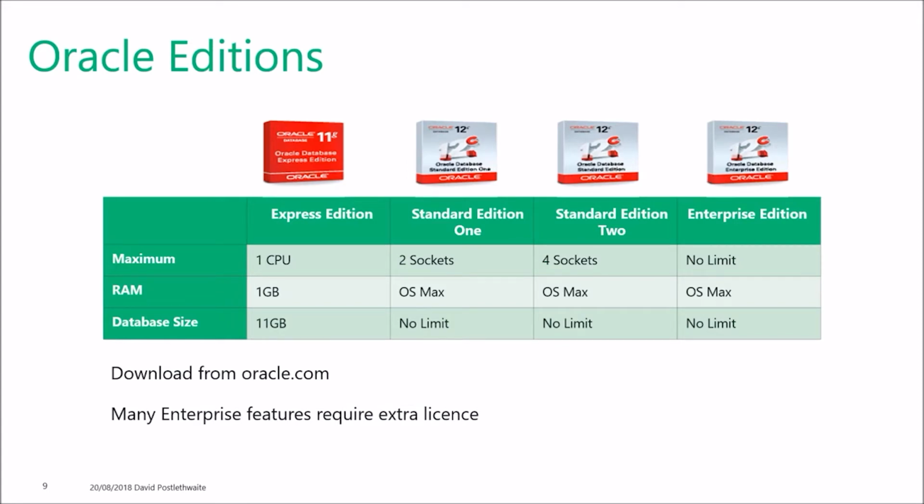We've got 2 standard editions, commercial versions offering standard database features, one with slightly less power available to it than the other. But they both support Oracle RAC, the real application clustering. Oracle Enterprise includes all the features you would expect in an enterprise system with unlimited memory and CPU. You can download all versions from oracle.com for free for testing and learning.